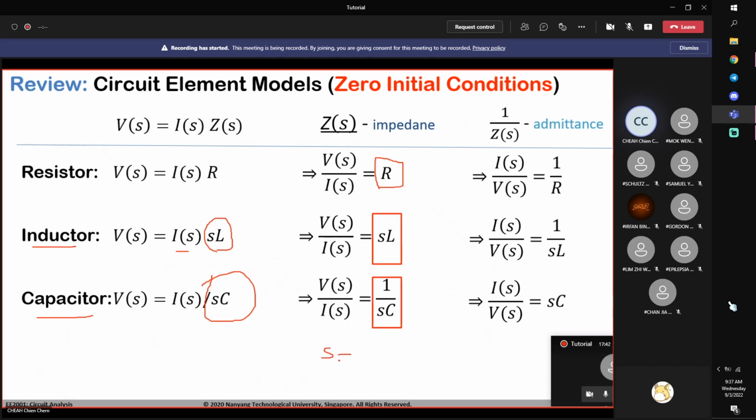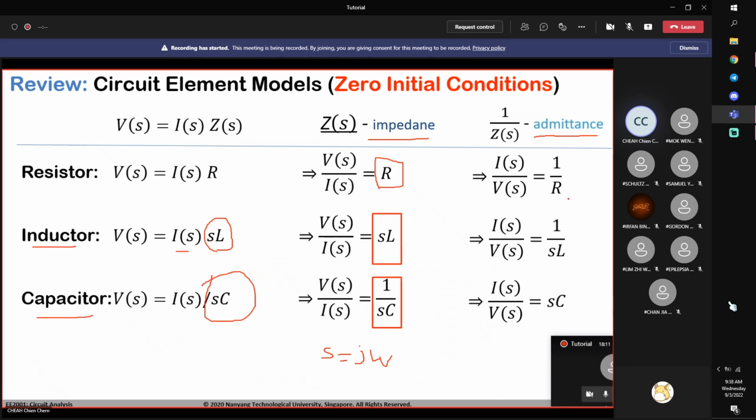Even in frequency domain, basically what we do is that we put S equal to J omega. Then we go into frequency domain, which will be part of the second part of the course. And remember, for resistors, you have conductance. So similarly for impedance, which includes resistors, inductors, and capacitors in this form, we will have admittance. Admittance is just 1 over impedance.